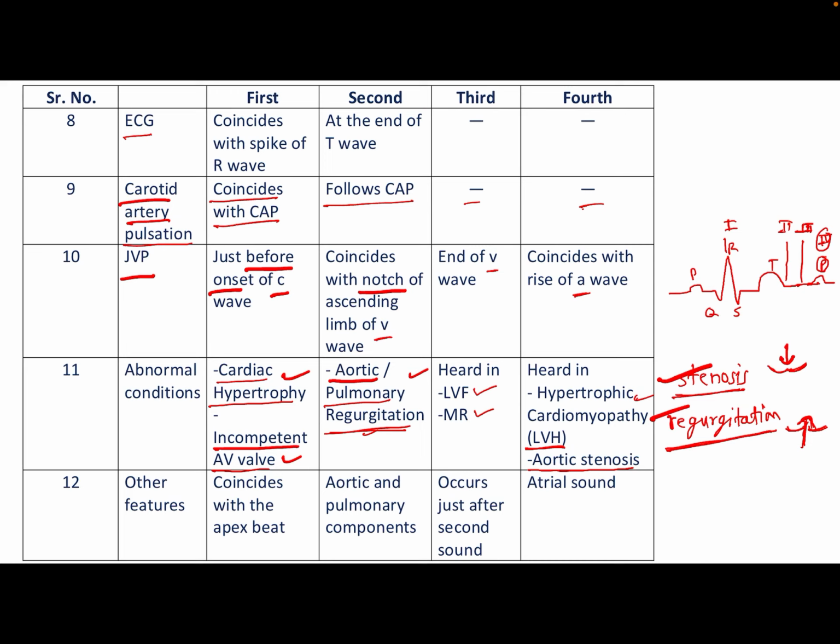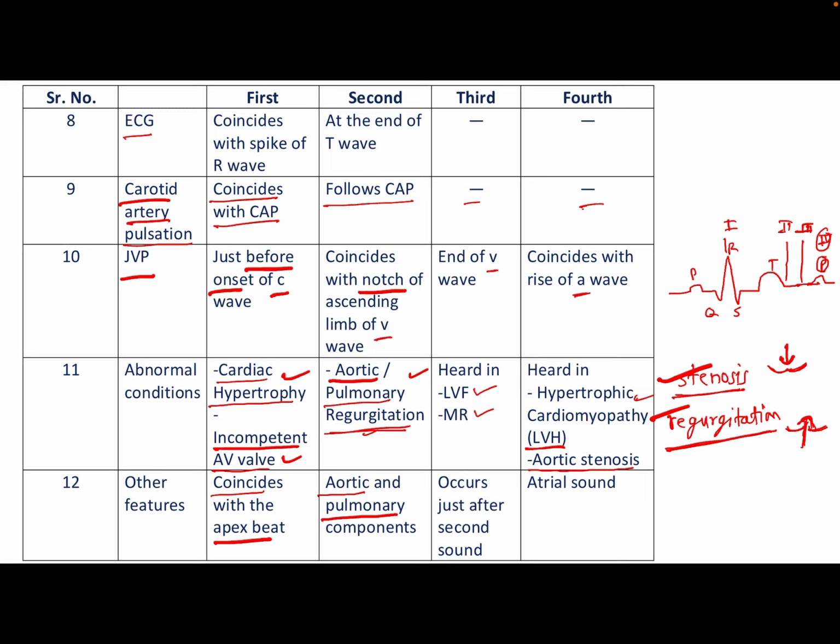Then other important features related to individual heart sounds. The first heart sound coincides with the apex beat. The second heart sound has two components, aortic and pulmonary. Both the aortic and pulmonary valves don't close at the same time. There is a minute gap between the closure of the aortic and pulmonary valves. So that's why the second heart sound has two components, aortic component and pulmonary component.